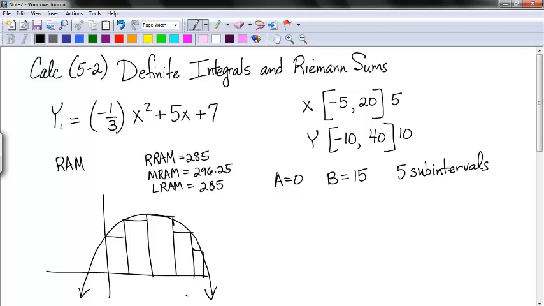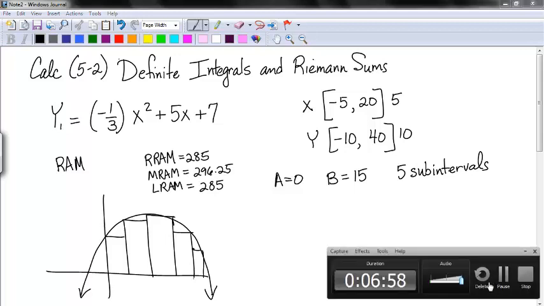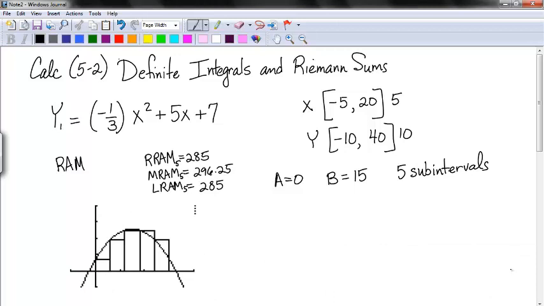Okay, would you like to have that program? Okay, so let's link. Okay, so that area program will draw the pictures and figure the rectangular approximation for you.